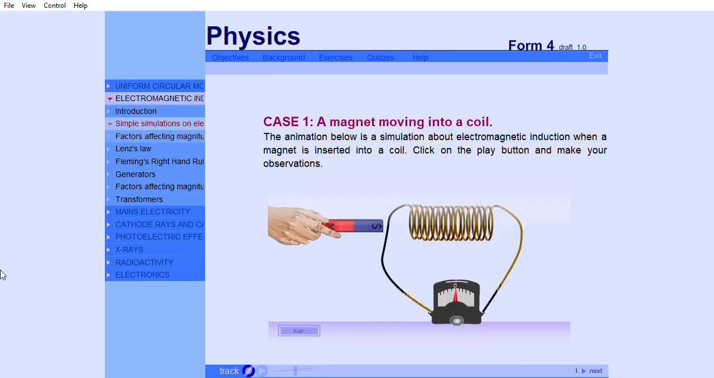Simple simulations used to show electromagnetic induction. Case 1. A magnet moving into a coil. The animation below is a simulation about electromagnetic induction when a magnet is inserted into a coil. Click on the play button and make your observations.